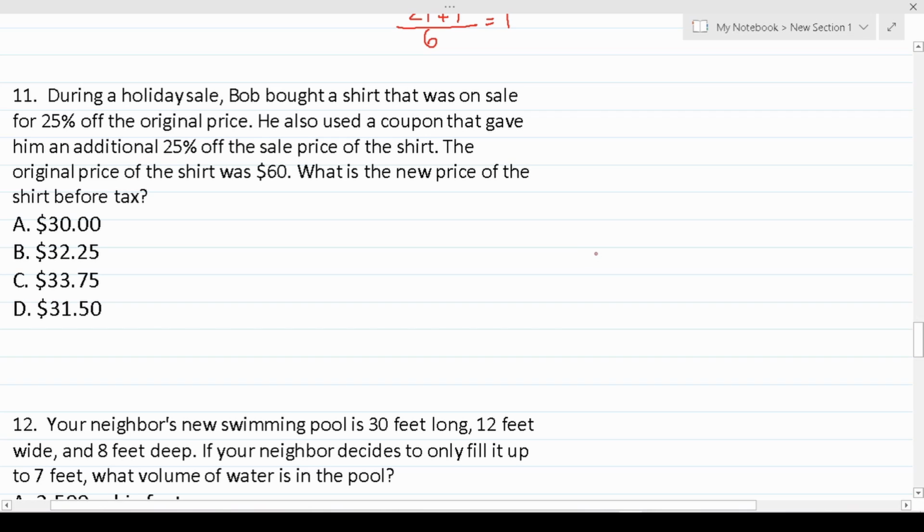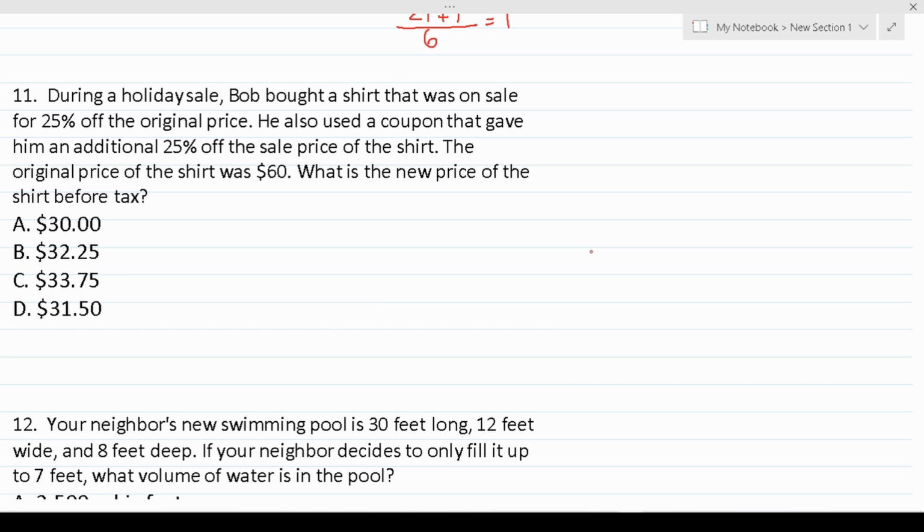All right, number 11 says, during a holiday sale, Bob bought a shirt that was on sale for 25% off the original price. He also used a coupon that gave him an additional 25% off the sale price of the shirt. The original price of the shirt was $60. What is the new price of the shirt before tax?